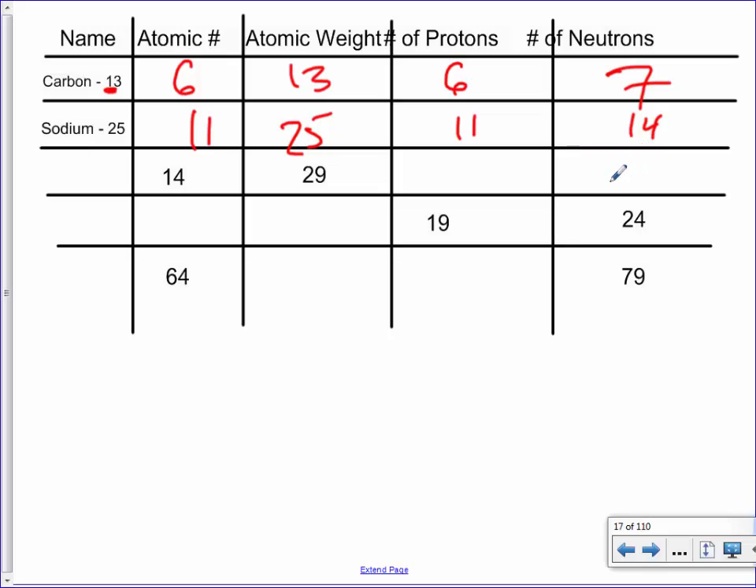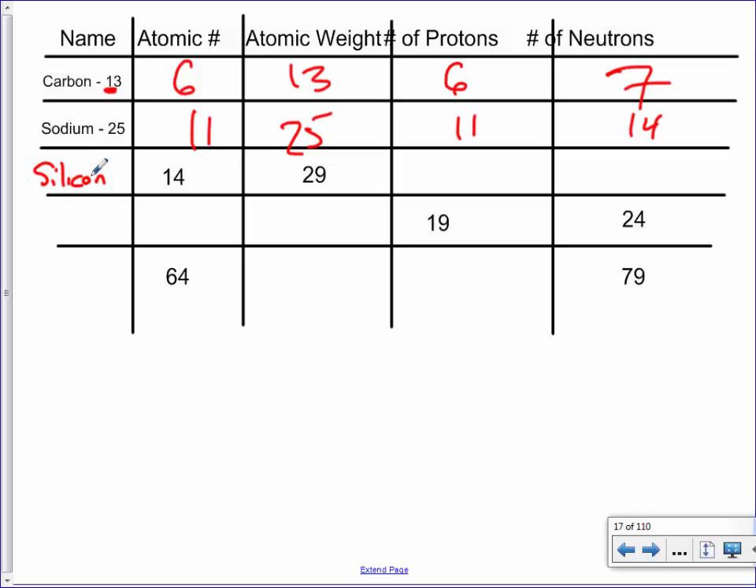Okay, let me try one more row. You guys do the last two then. So atomic number 14 gives away its identity. Number 14 on the table is silicon. Now, we don't know which version of silicon it is. For sure, silicon has 14 protons, but it could have 14 neutrons, 15 neutrons, 16 neutrons. We don't know how many neutrons it has.